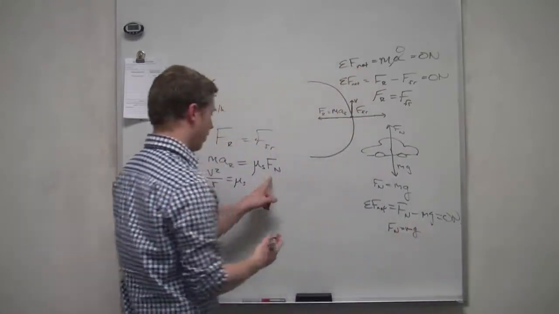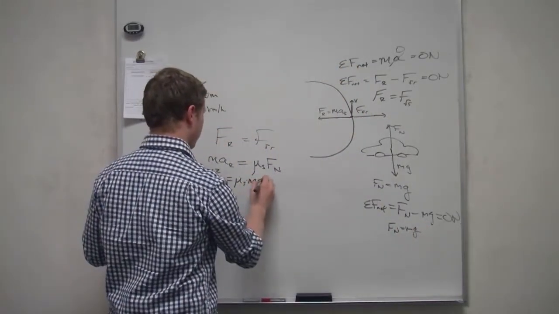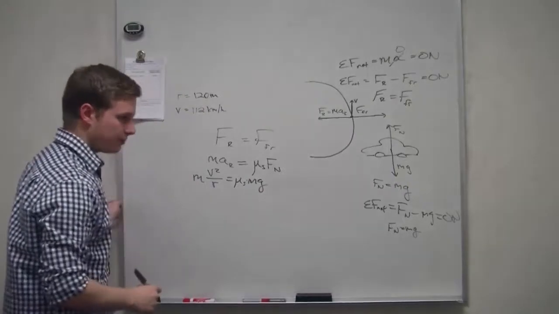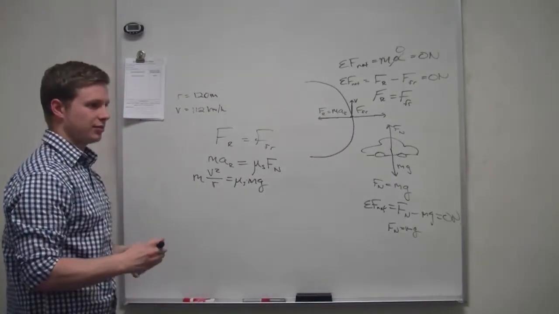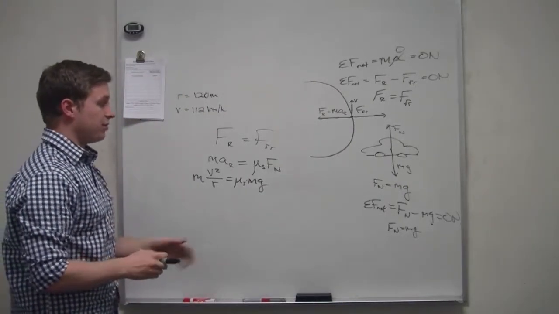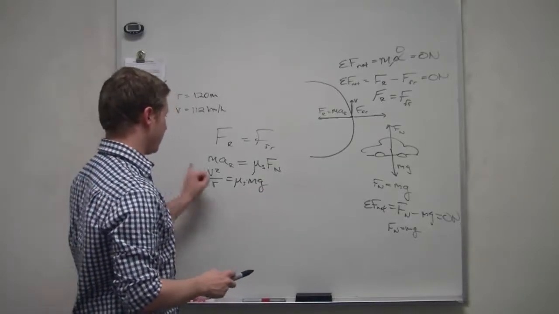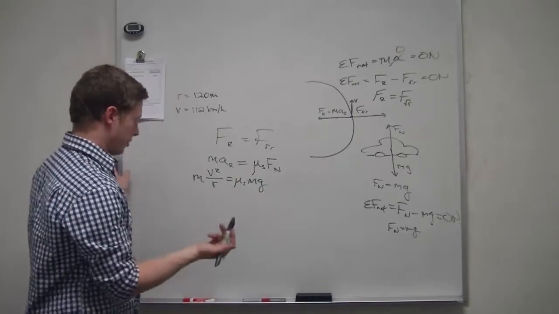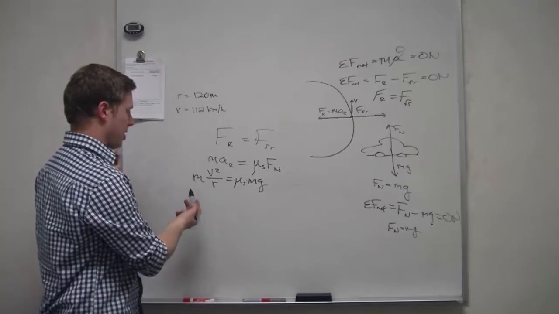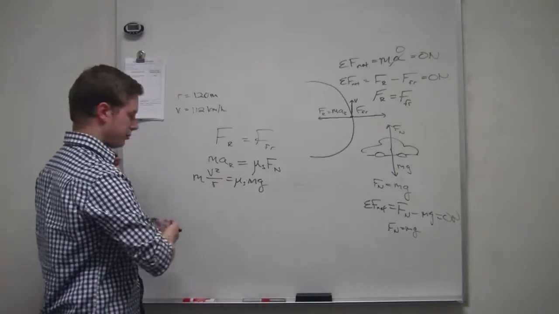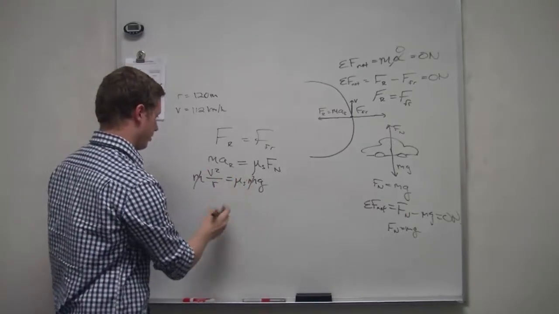Yeah, so for this we could just put times mg. Does that make sense? Okay, yeah. So now we've expanded this pretty good, right? So what can we do right off the bat? We can cross off the masses. Yep, cancel masses, right?